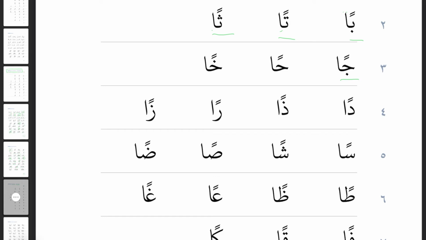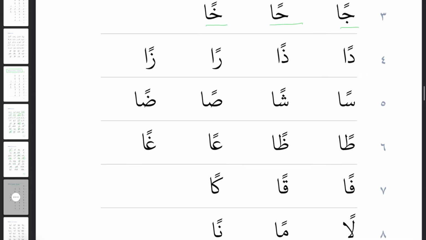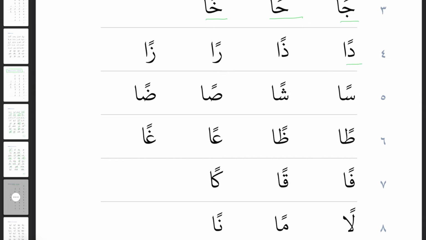Jim with two fathas, jan. Ha with two fathas, han. Kha with two fathas is khan. So you can hear still the thickness, the heaviness carries on into the vowel as well. Dal with two fathas, dan. Dhal with two fathas, than. Ra with the two fathas, ran. Again, thick and heavy, even the vowel.